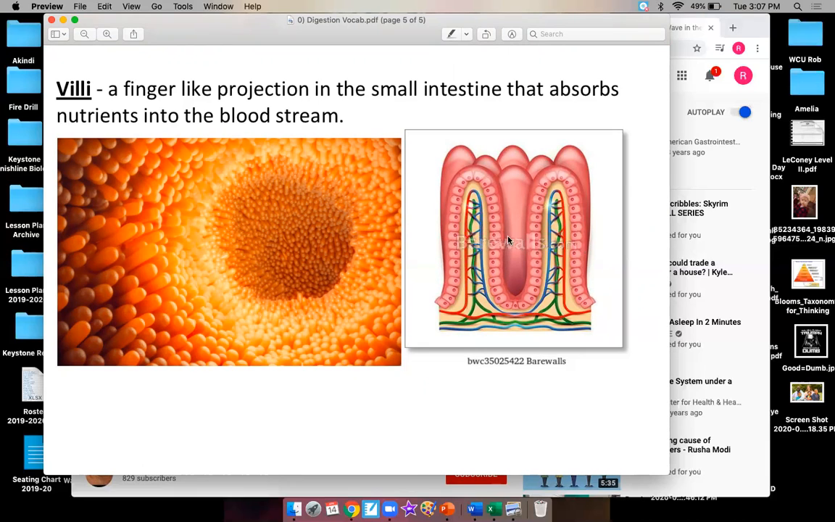So this cartoony picture shows the inside of one villi. And this is one cell thick, and the nutrients can just squeeze their way in between cells and into the blood vessels. And now the nutrients are in your bloodstream, going to whatever body part needs the nutrients. And your intestines are filled with these.